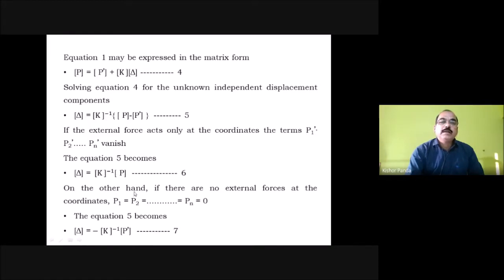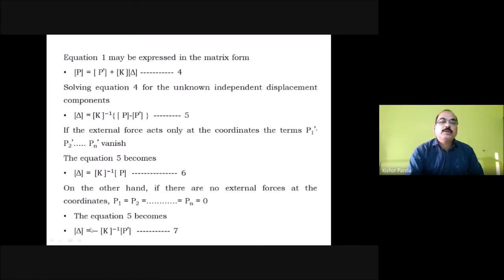On the other hand, if there are no external forces at the coordinates, in that case P is 0: P1, P2, Pn are 0. So the equation becomes delta is equal to minus K inverse P dash. So this is your equation 7.